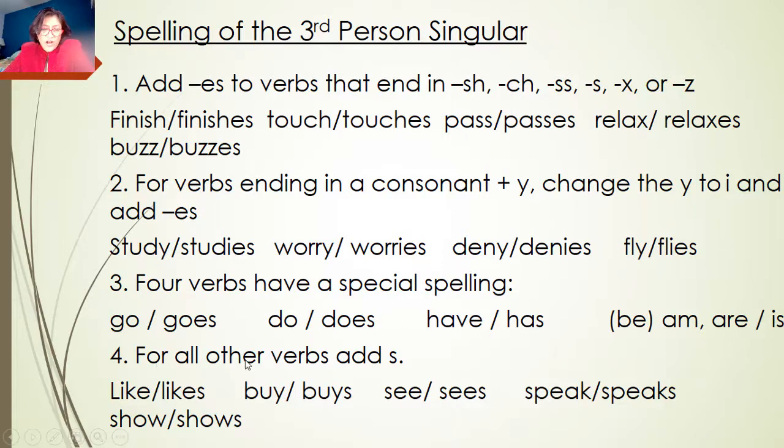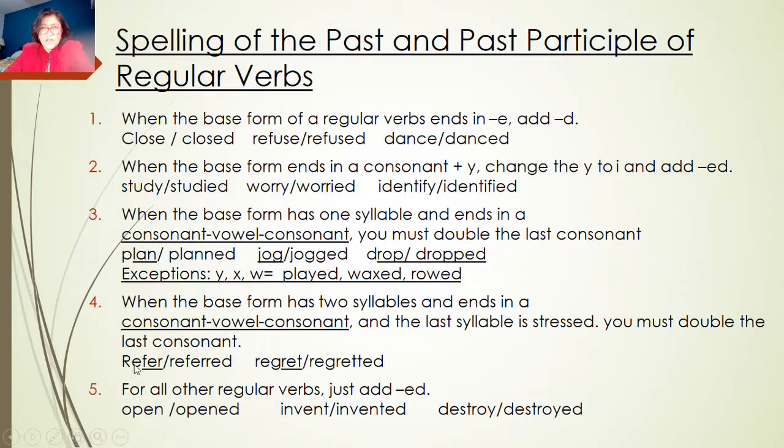And then we have, for other verbs, add an S. Like, likes; buy, buys; see, sees; speak, speaks; show, shows. So any other situation, just add an S, and that's it. That's the third person singular. And then we have the past and the past participle for regular verbs. We only add ed, right?